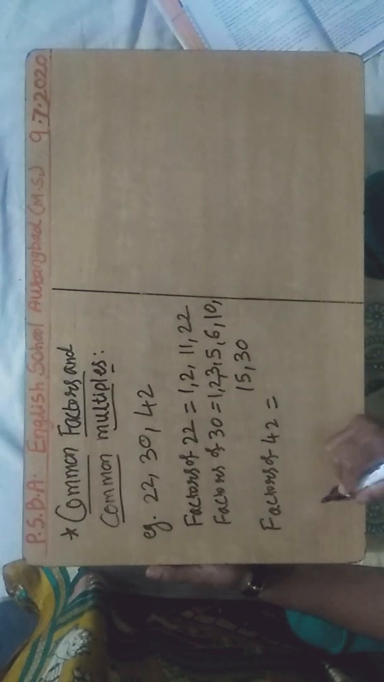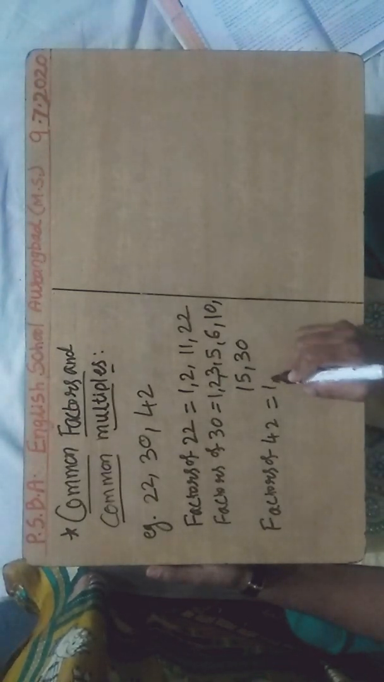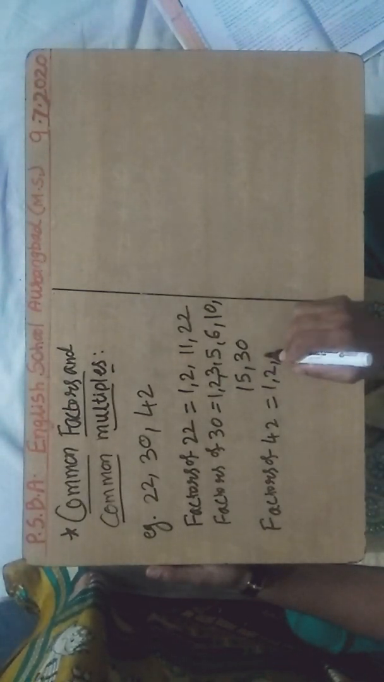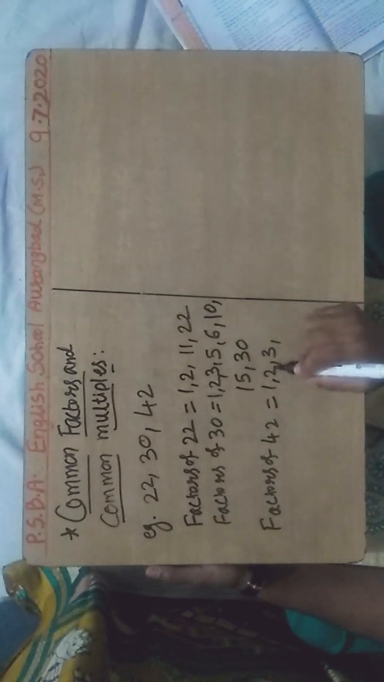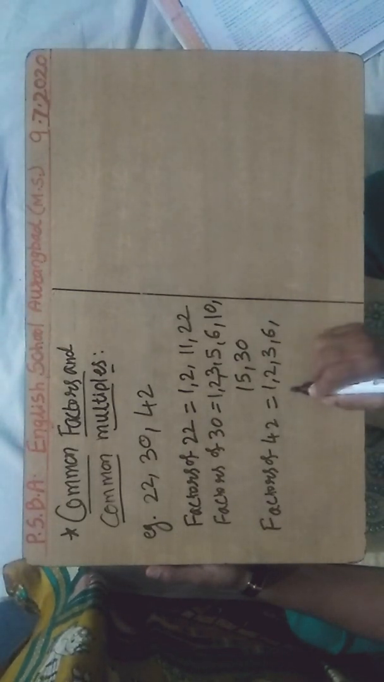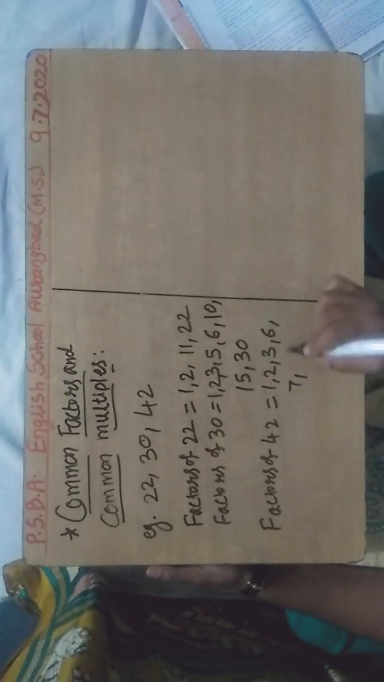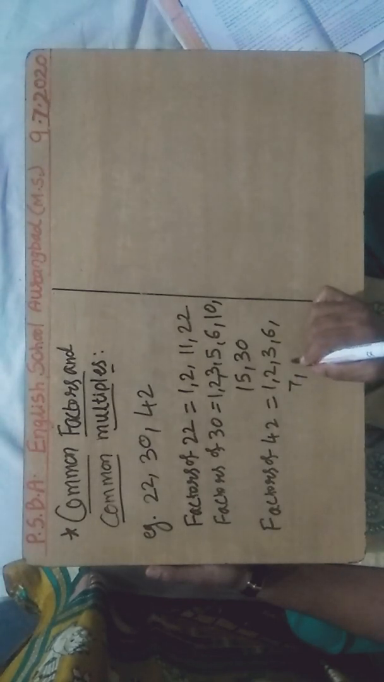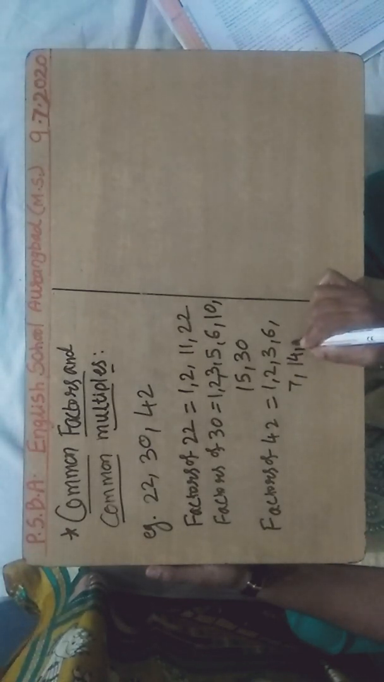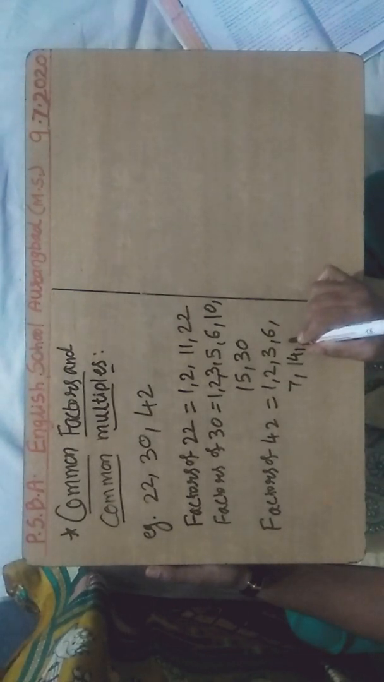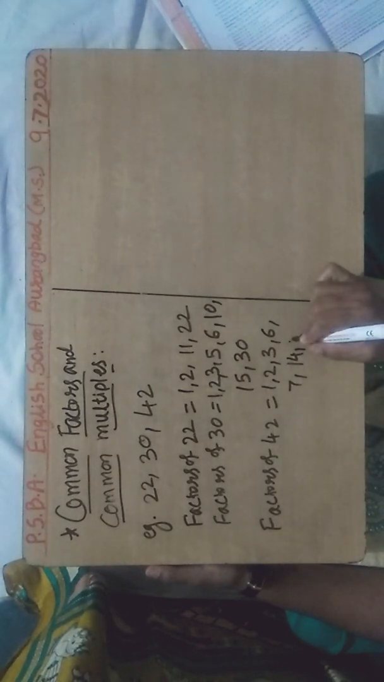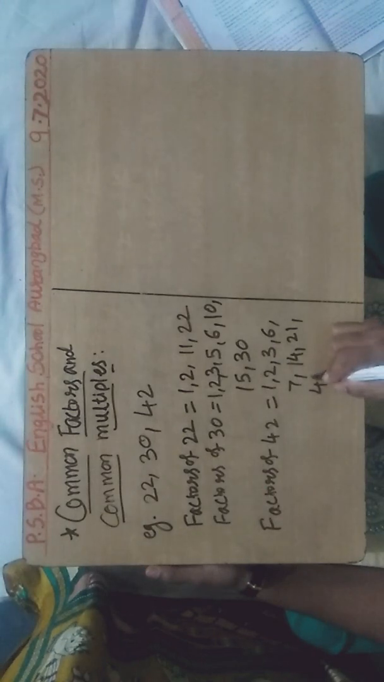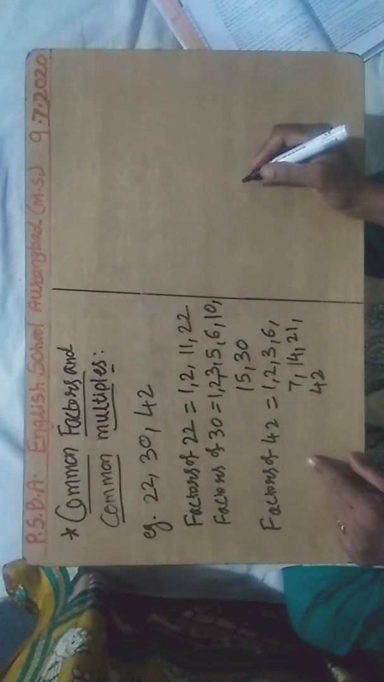42. Factors are 1, 2, 3, then 4, 6, 7, then 14, then 21 and 42, right? These are the factors of 42.